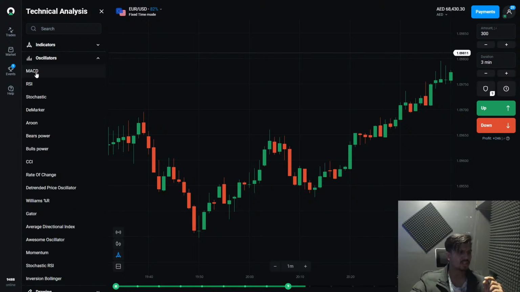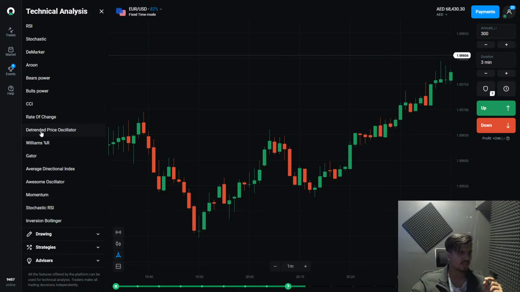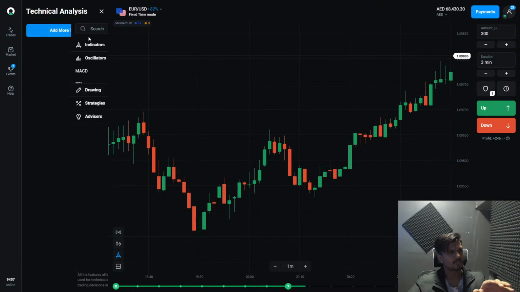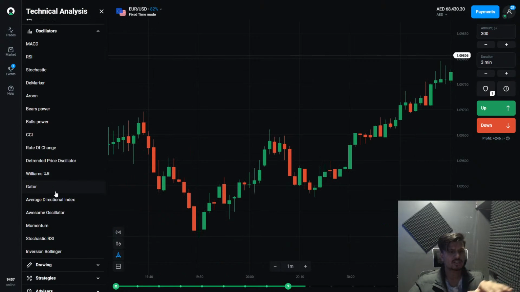After the oscillator you can see MACD, RSI, stochastic, and others, and we have to move further down, and we will see momentum. When you see the momentum, just click on it. See guys, one thing: on the screen there is only the Japanese candlestick here.